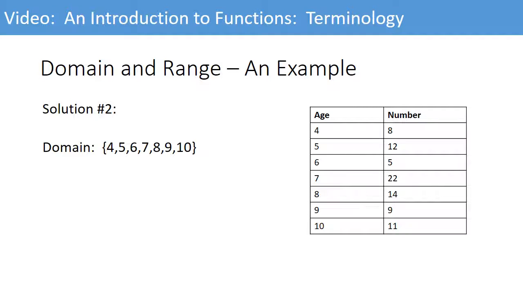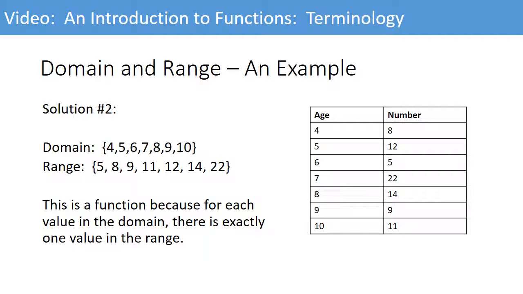The domain is the set of all x values, which is in the first column of the table, which is your age. So the domain would be 4, 5, 6, 7, 8, 9, 10. What's the range? Put them in order: 5, 8, 9, 11, 12, 14, 22. This is a function because for each value in the domain, the first column, there is exactly one value in the range, the second column.